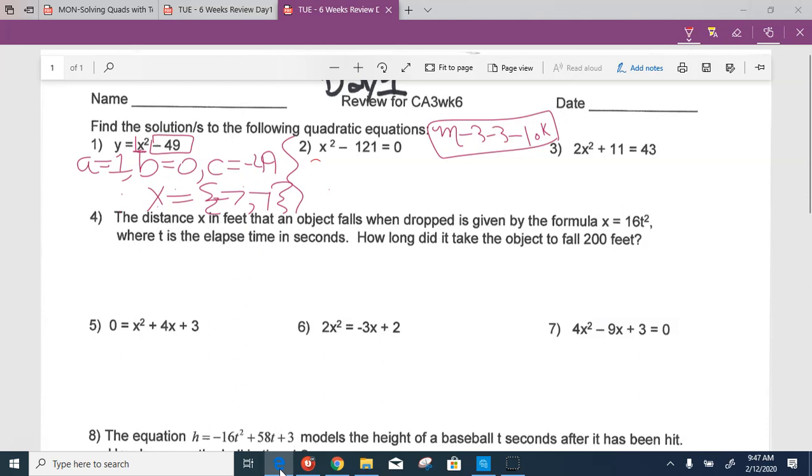Same exact thing here. I have a single x squared, because we're measuring everything in x's. For b, I have no x's, and my c value is negative 121.